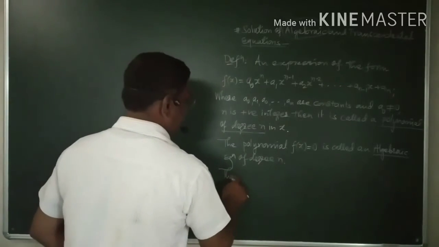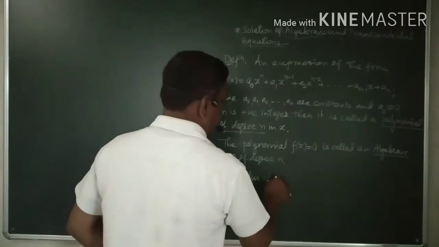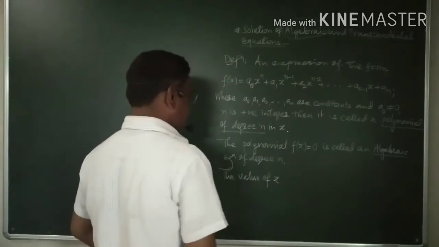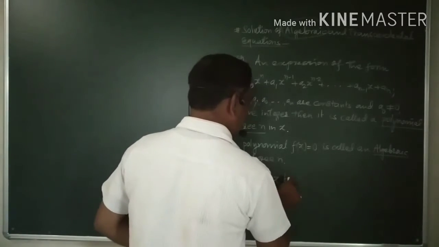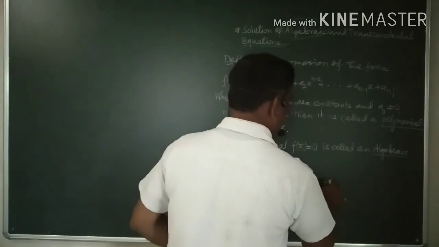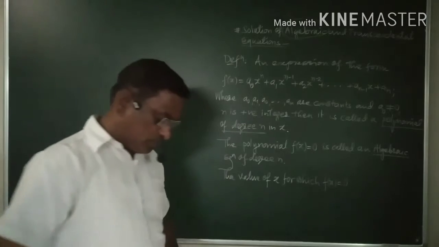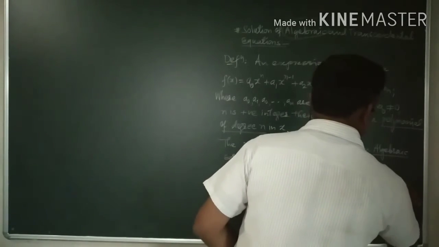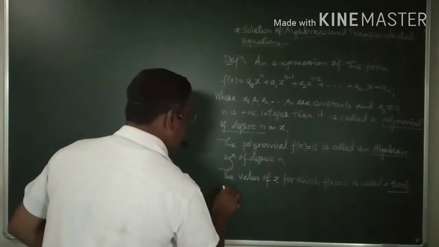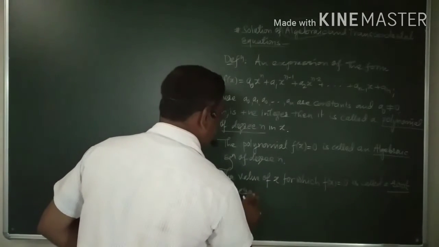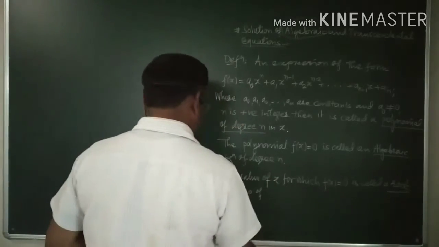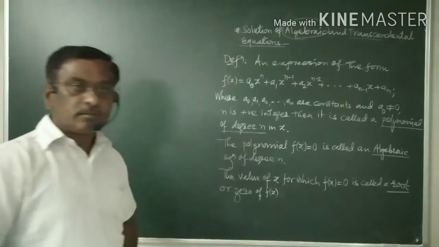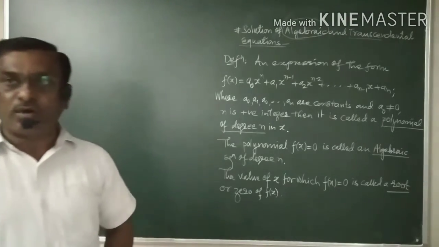The value of x, as this is a polynomial in x, and if I find out the value of x for which f(x) is equal to 0, it is called a root or zero of f(x). It is called the root or zero of f(x).